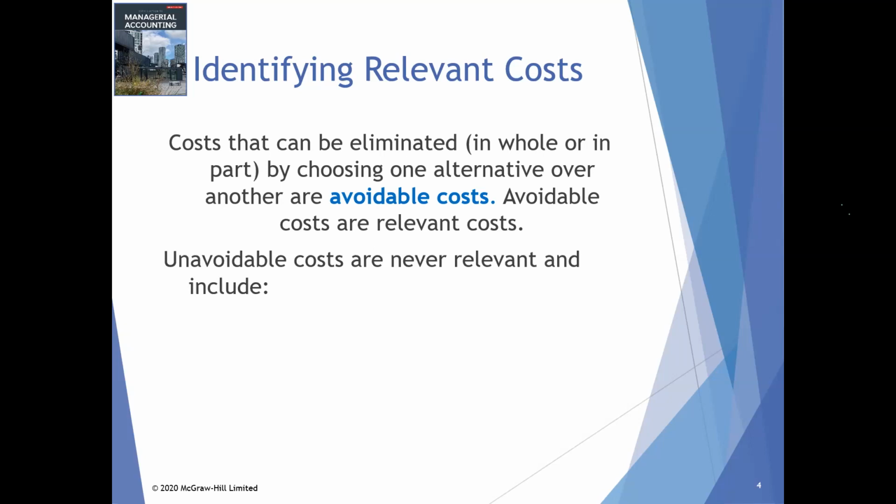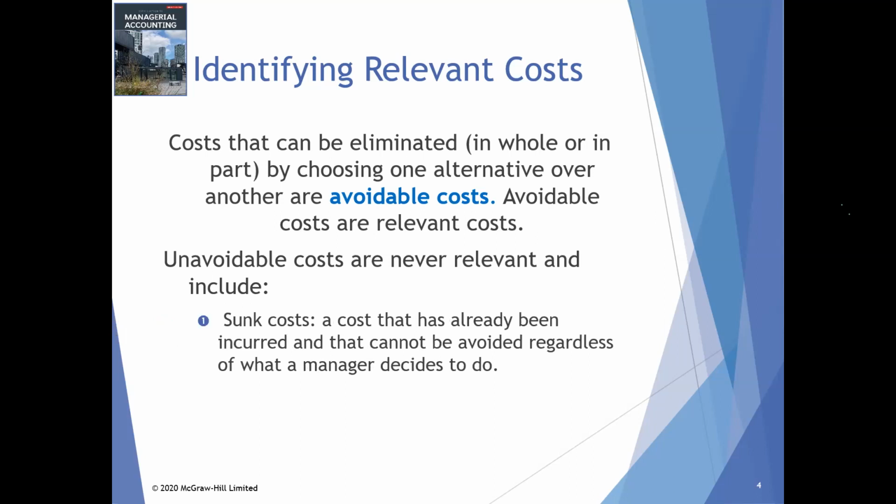Unavoidable costs are never relevant, which include sunk cost. What is sunk cost? Sunk cost is an unavoidable cost: the cost that has already been incurred and that cannot be avoided regardless of what the manager decides to do. The cost which is already incurred, we cannot reverse it. That is known as sunk cost. What is a future cost? Future costs that do not differ between the alternatives.